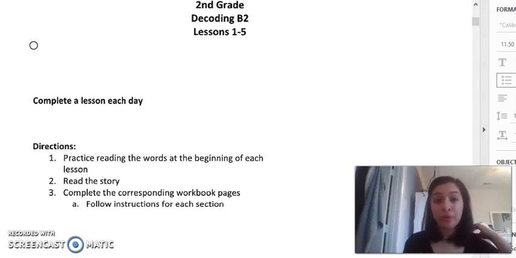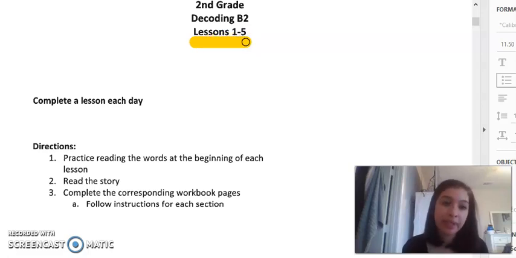We're going to go over our worksheets that you guys are working on this week. If you can see right here on my computer, we're working on lessons 1 through 5. So it's going to be mostly the same things as we've done in class. I'm going to read over the directions to make sure we're doing it right.